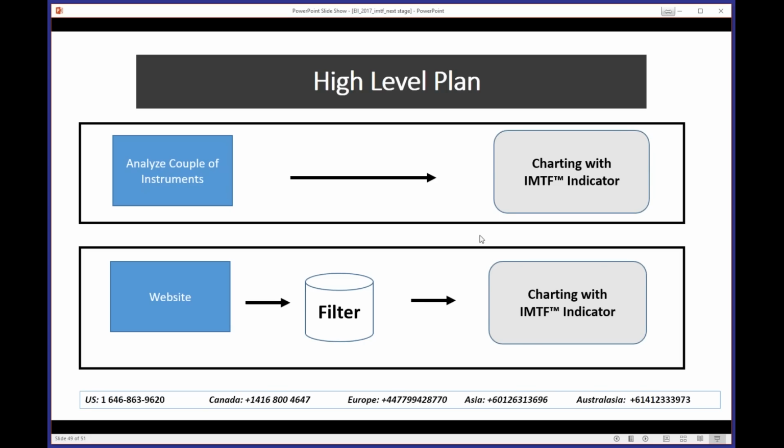So you could fit any one of these categories, depending on whether you're filtering a huge list or just looking at a couple of instruments. This is how everything works. But you could see that the IMTF Now indicator for the charting package is the visual way of finding everything and putting on the trades.